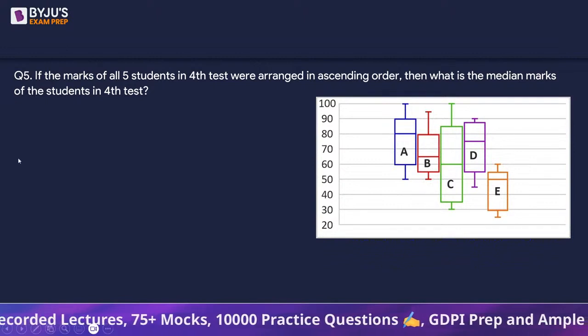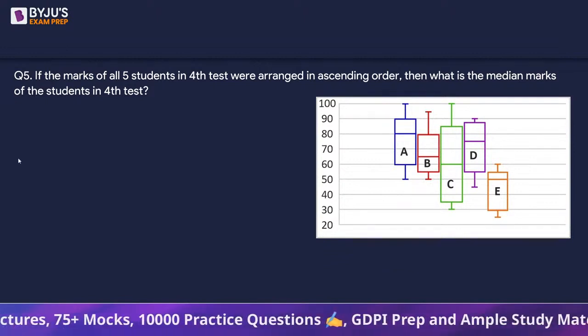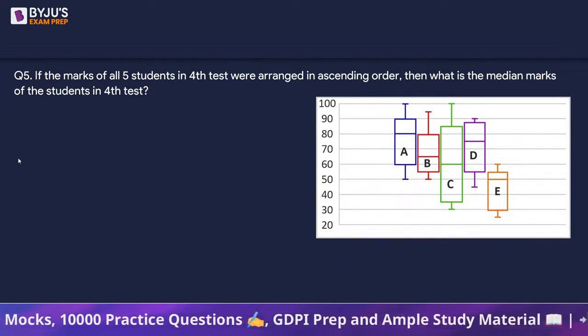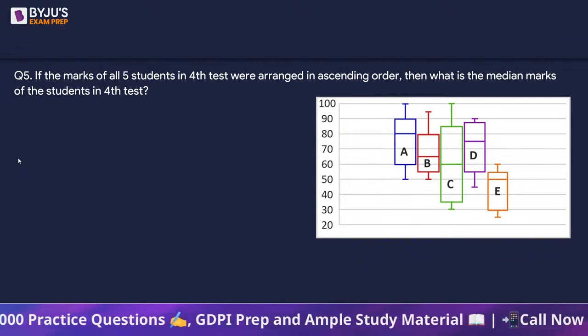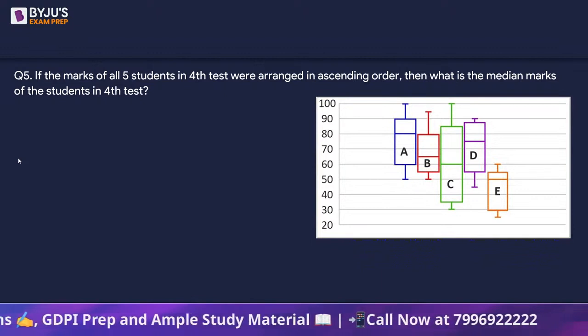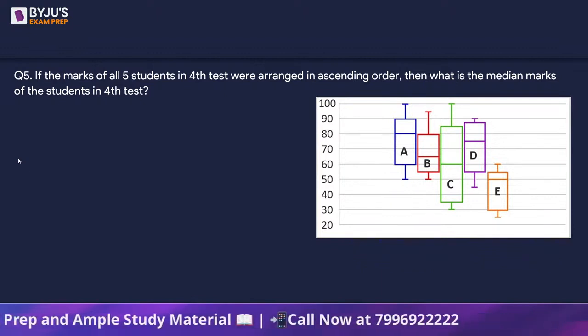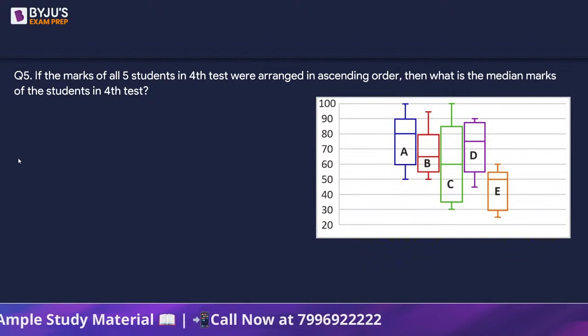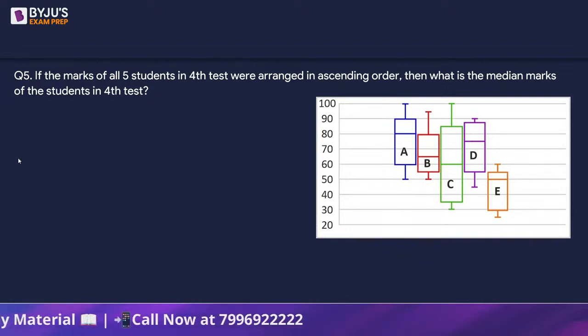ठीक है. Question says, if the marks of all 5 students in 4th tests were arranged in ascending order, then what is the median marks of the students in the 4th test? Okay, so looks like हमें 4th test निकालना है.